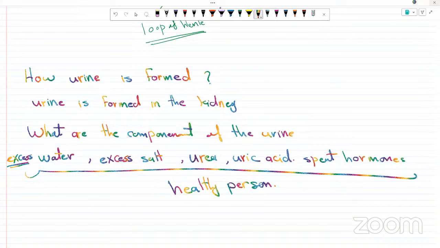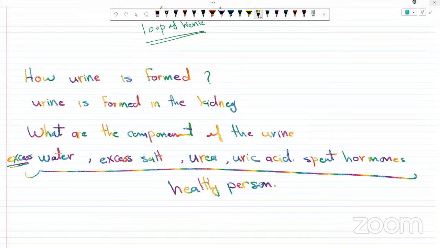Urine could have glucose if the patient has diabetes. Urine could have protein if the person has untreated high blood pressure, hypertension. Pregnancy, sometimes females will have protein in their urine because of the pressure also, right? But in a healthy person, the blood must have zero glucose, zero amino acids, right? Some white blood cells could be found in the urine if there is a urinary infection, but in a healthy person, water, salts, excess water, excess salts, urea, and uric acid.